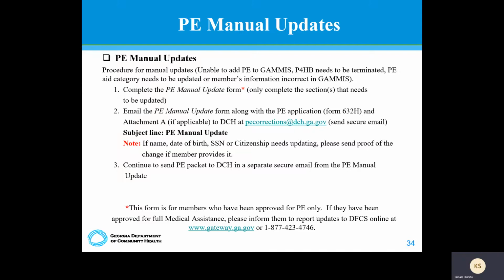When you're sending this update form, you're going to be sending two separate emails, because you're always going to be sending your PE packet to us. So if you have to do an update form, do not include this update form with your PE packet. Your PE packet is going to be one email, and your PE manual update is going to be a second email, because your PE manual update subject line should be PE manual update. And then your PE packet subject line should be PE application or HPE application, whatever. So again, if you have to do an update form, please send that separately from your actual PE packet.